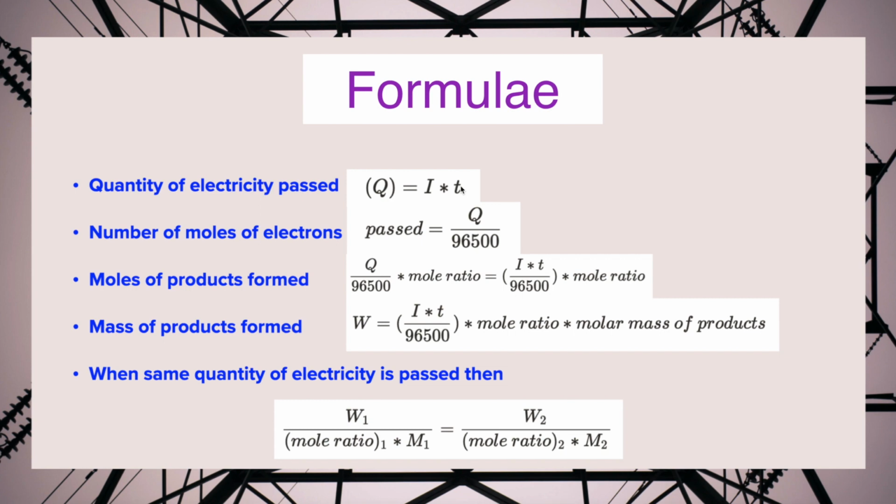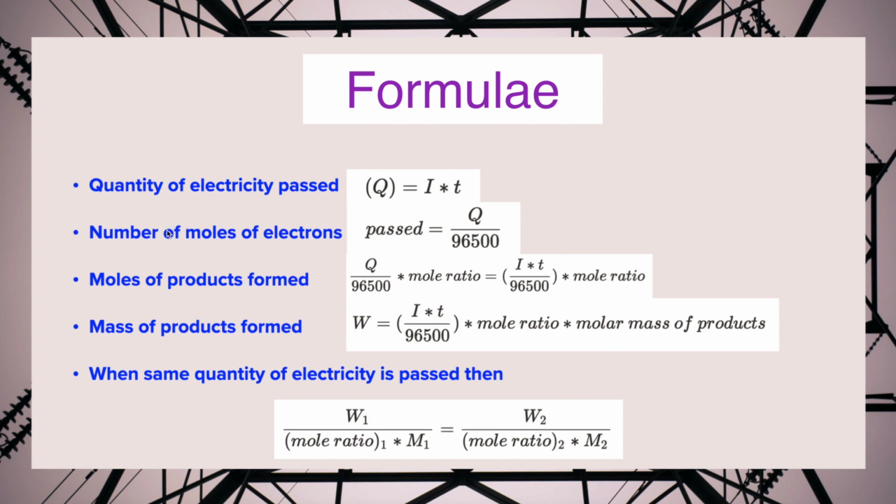Remember here, units you have to also remember. Quantity of electricity passed is denoted by Q, and Q is equal to I into T, where I is current, or current strength, it is also called. I is in amperes and T is time in seconds.